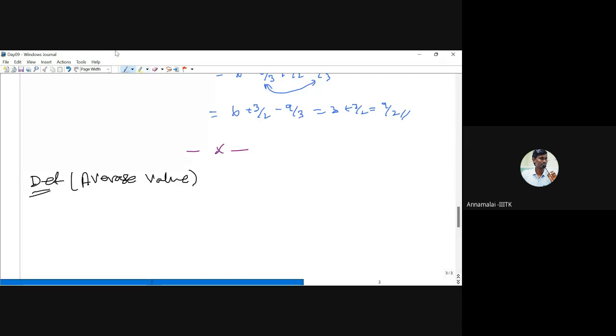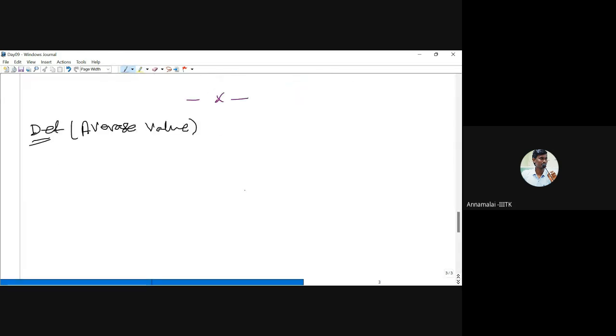So again, there is a function defined over the region R. Simply writing the formula, the average value of f over the region R is defined to be 1 by the area of the region R, into the double integral over R of f dA. So you have to divide by the area of R in the double integral, and you get the average value of this one.